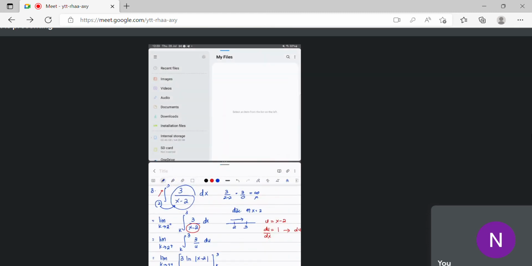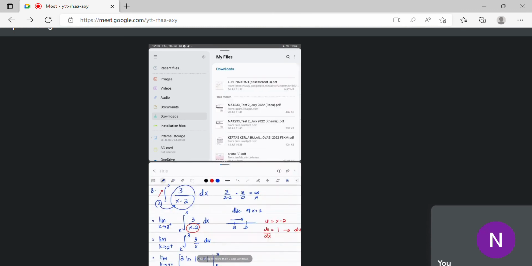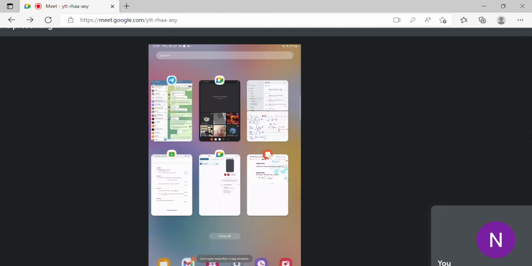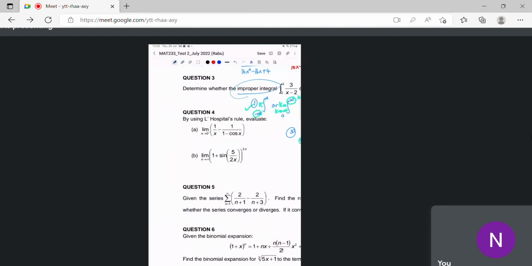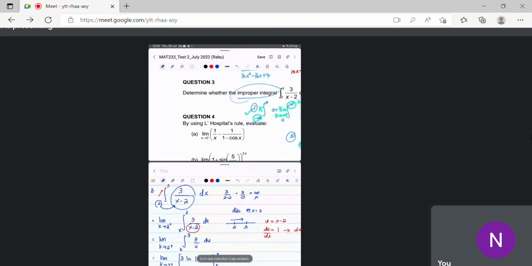Sekejap bila dia tukar ni. Test tu. Okay. Dia tertukar pula. Dah jadi, dia tak pecah dah. Sikit lagi saya nak habiskan test ni.